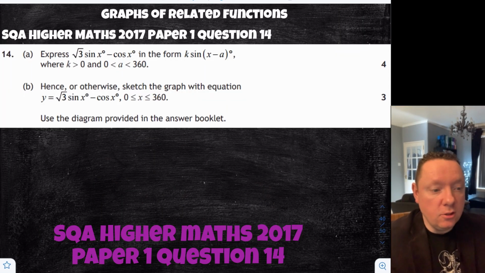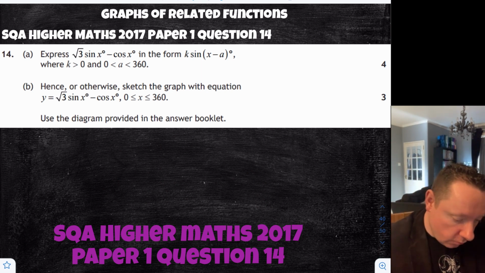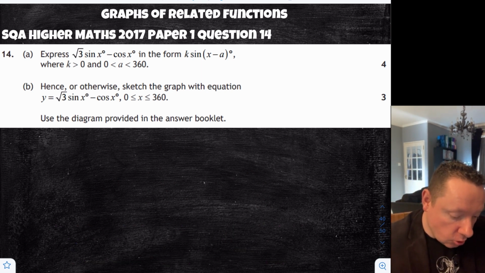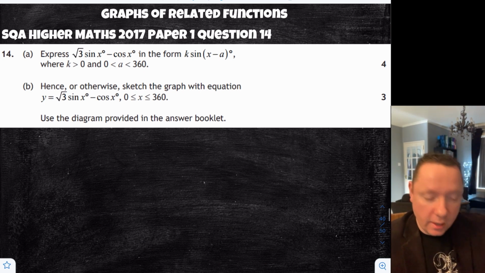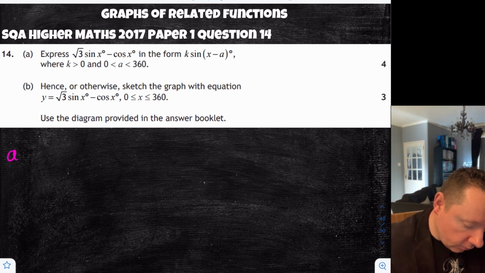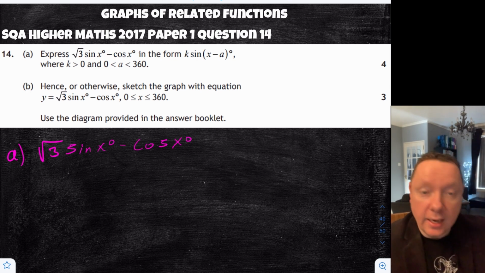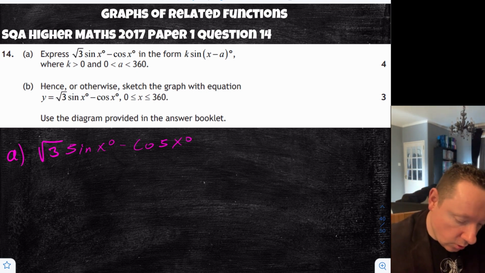Graphs of related functions, SQA Higher Maths 2017, paper 1, question 14. First part was a trig question, and then it moved on to having to draw a graph. So for part A, using our knowledge of trig, we have got root 3 sine x minus cos x, and we have to write it in the form k sine (x minus a). So we expand that using the formula sheet.